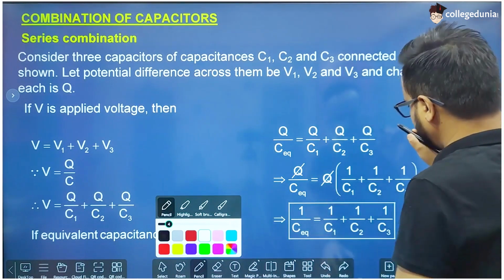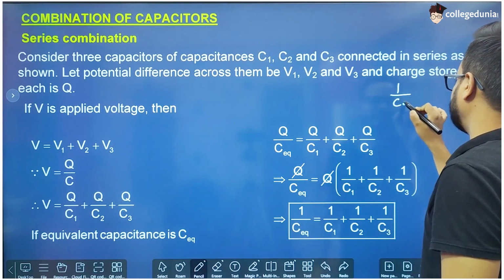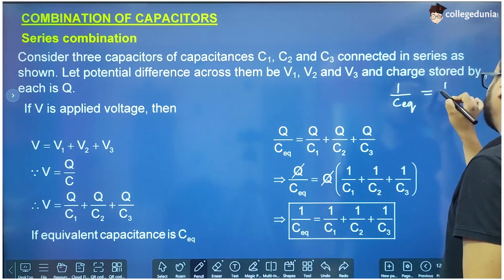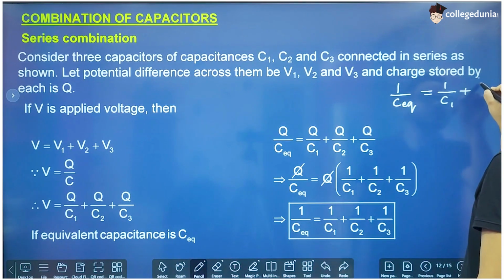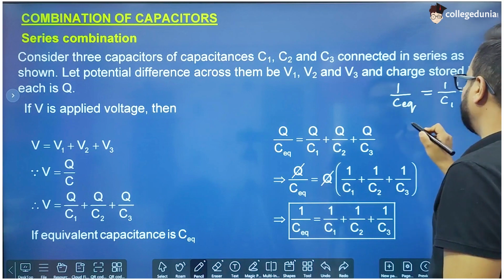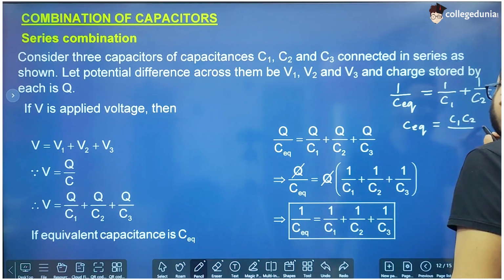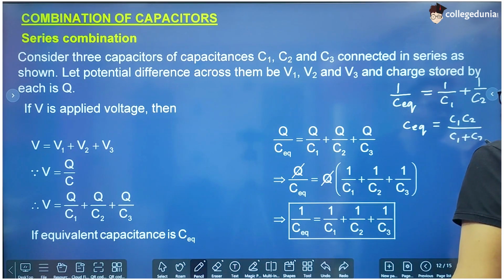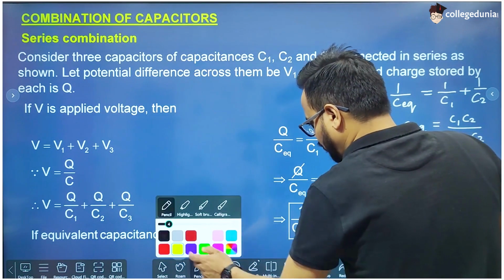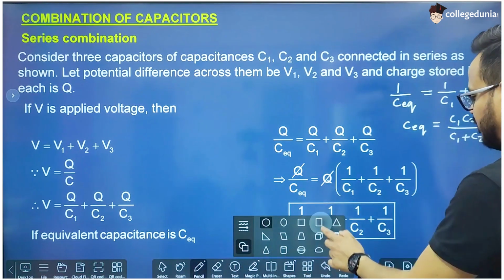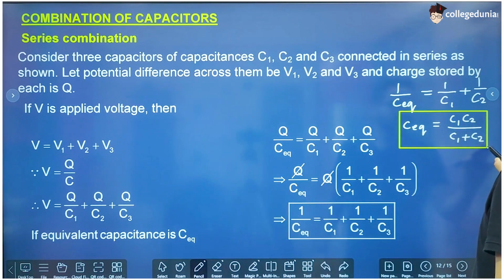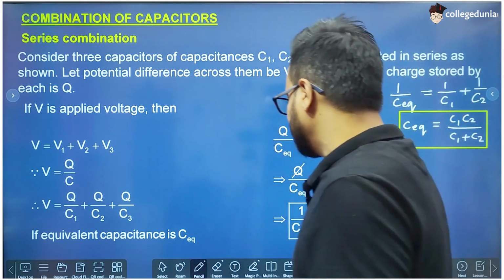So if we have two capacitors, C equivalent is 1 upon C1 plus 1 upon C2. Now if we take the LCM and do the reciprocal, we will get C1 C2 by C1 plus C2. You can remember this formula directly because it will help you do the questions quickly, because in many cases you always get two capacitors. So just quickly write C1 C2 by C1 plus C2 to find the equivalent capacity.